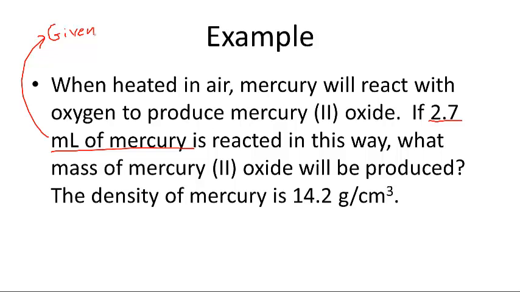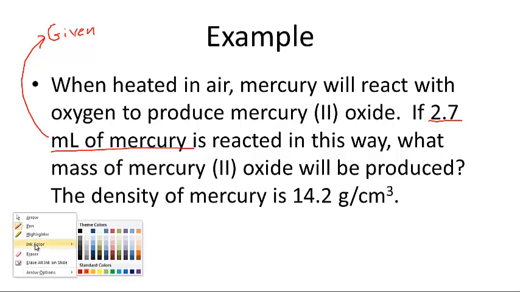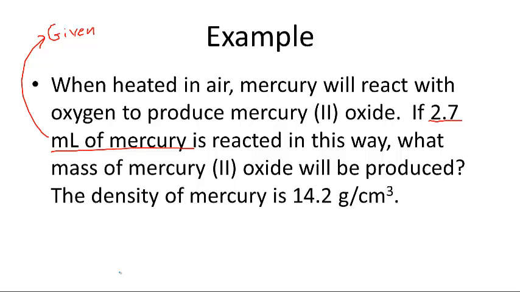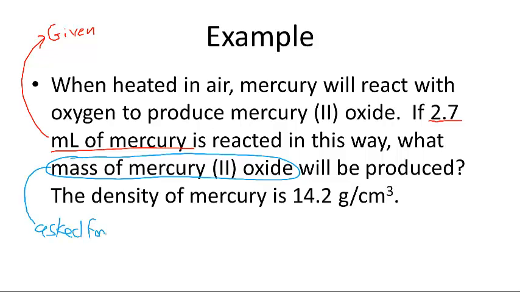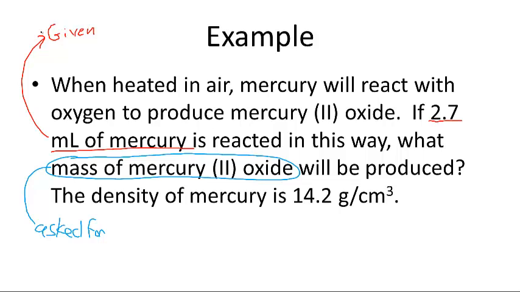All right, and what am I asked for? Mass of mercury 2 oxide. All right. So I'd start with my 2.7 milliliters. Is that what it was? All right, 2.7 milliliters. And I need to get that to moles.